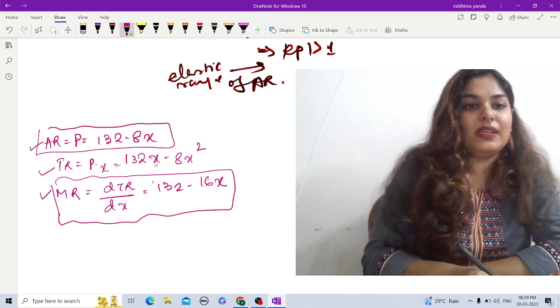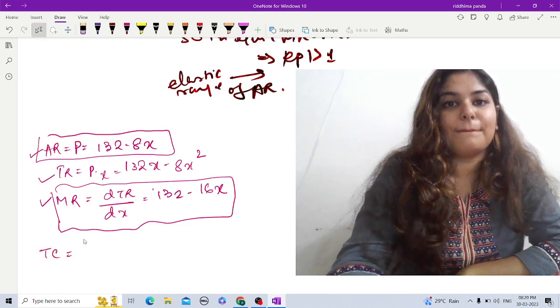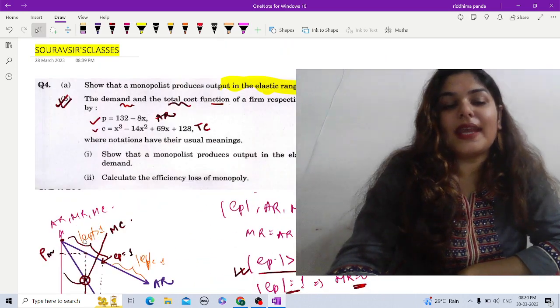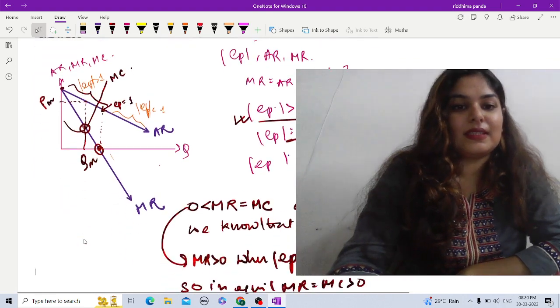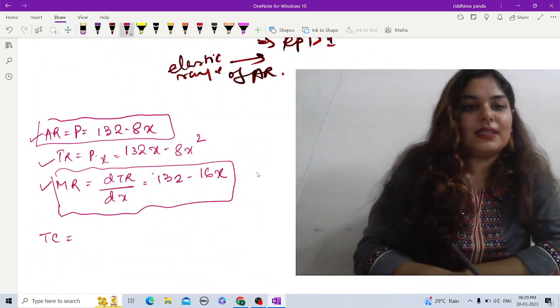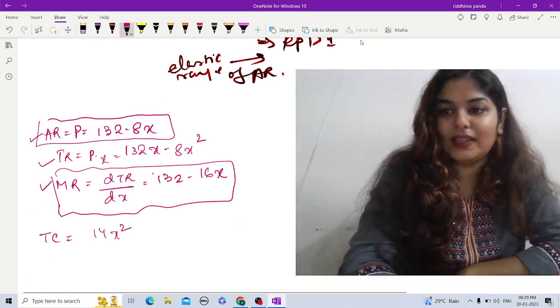What else is given? In the question we are given TC. TC is equal to how much? Let's check. Okay, so TC is x cube minus 14x square plus 69x.